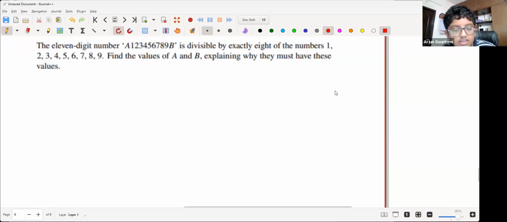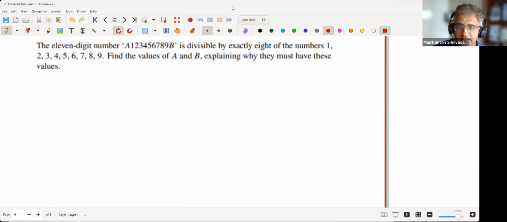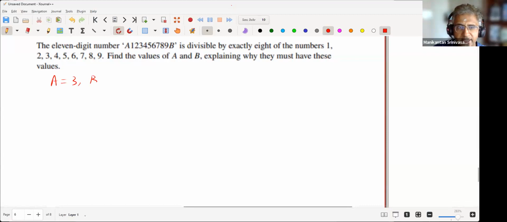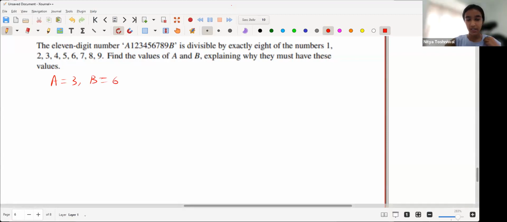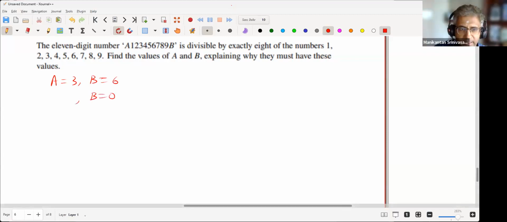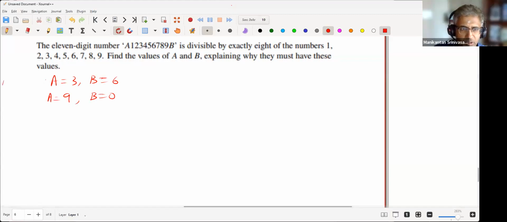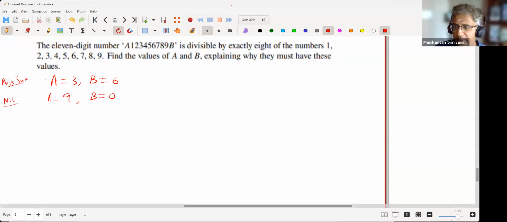Sir, I earlier got A as 3 and B as 6. A is 3 and B is 6. Okay. Do you agree? Nitya, do you agree? A is 3, B is 6. No, I got B as 0, A is 9. Okay, any other answers? Sir, I also got A is 3 and B is 6. Okay, so two people got this: Arjun and Sukrit. And then Nitya got this. Any other answers?